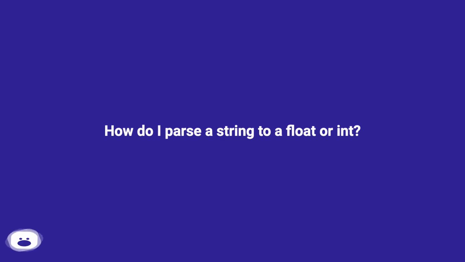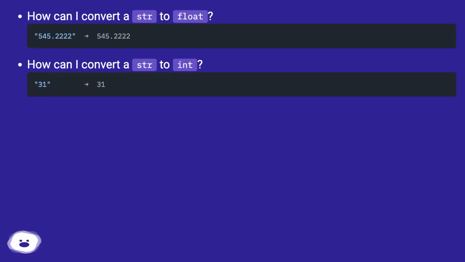How do I parse a string to a float or int? How can I convert a str to float? How can I convert a str to int?